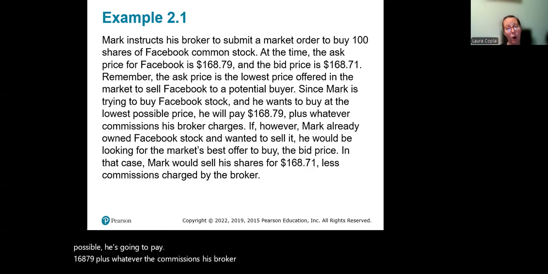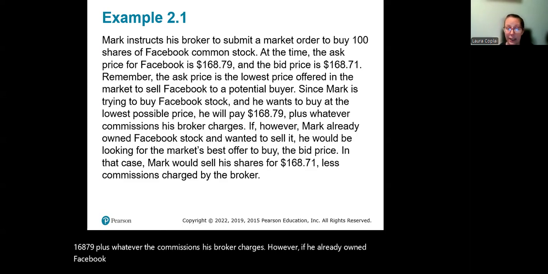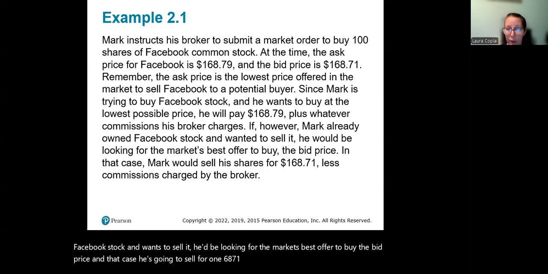However, if he already owned Facebook stock and wanted to sell it, he'd be looking for the market's best offer to buy, the bid price. In that case, he's going to sell for $168.71, less commissions charged by the broker.